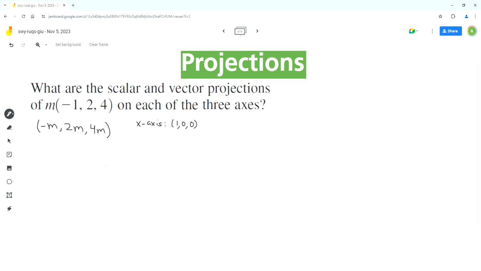For y-axis, we can use the vector (0, 1, 0), and for z-axis, we can use the vector (0, 0, 1). Now we can find the scalar and vector projections. So let's start with x-axis. I'll write SP for scalar projection.